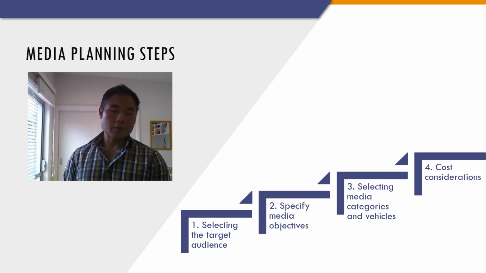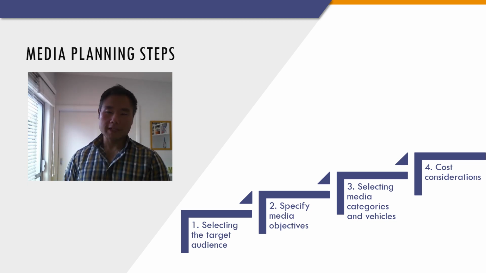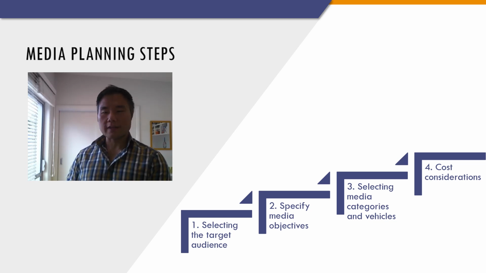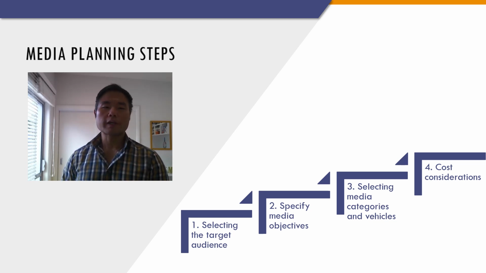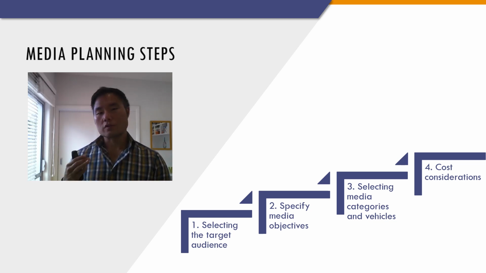We won't look at step 3 here because we've already looked at selecting those specific media categories and vehicles in the previous module on media. And then finally, step 4 are these cost considerations. Once again, that will be a separate lecture where we look at cost per thousand as the most common metric that media planners use, but also looking more critically at that and comparing cost efficiency versus cost effectiveness.